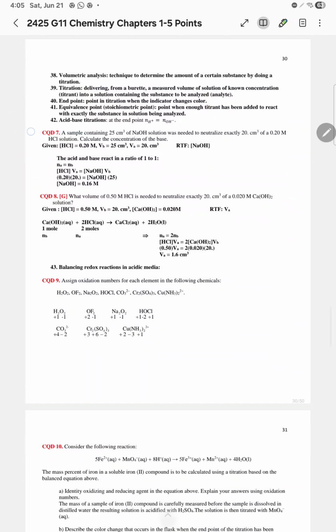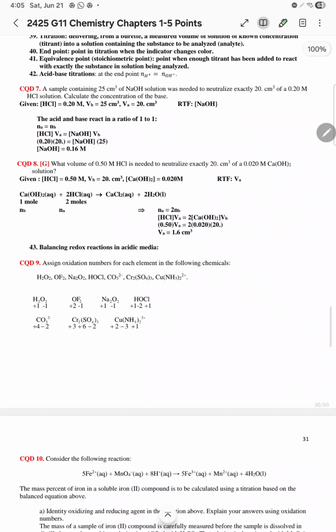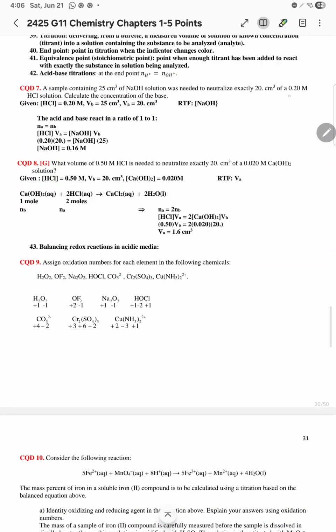Now, let's move on to CQD7. A sample containing 25 centimeter cubed of NaOH was needed to neutralize exactly 20 centimeter cubed of 0.2 molarity HCl solution. Calculate the concentration of the base. What we're gonna do is find how many moles of HCl we have, because we need the moles of OH to be exactly the same. So the moles of the HCl were 20 times 0.2.